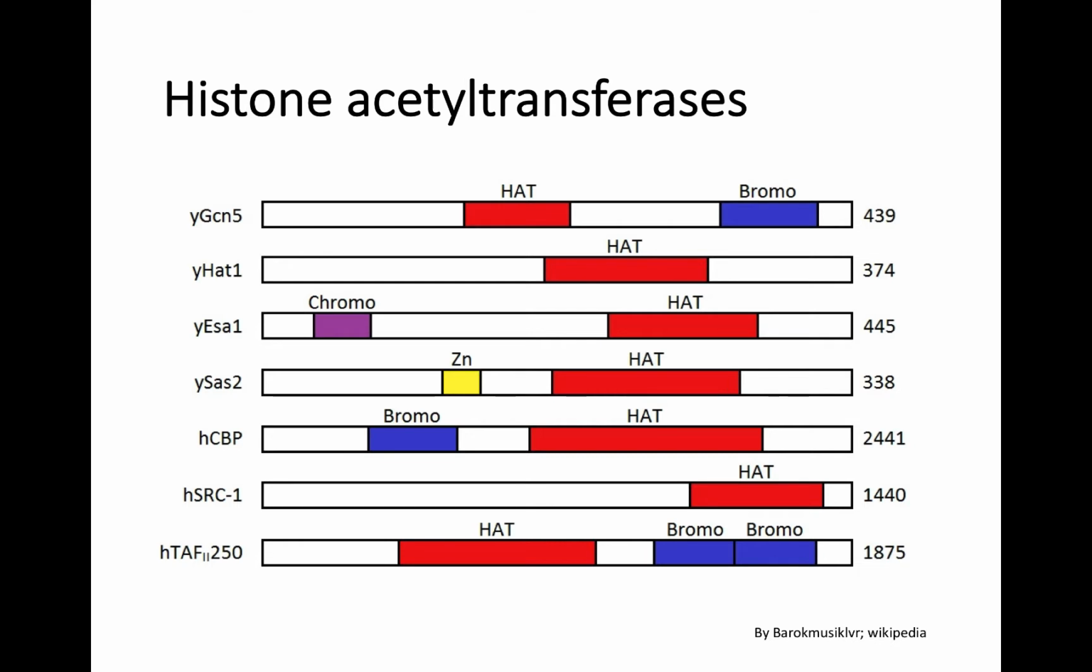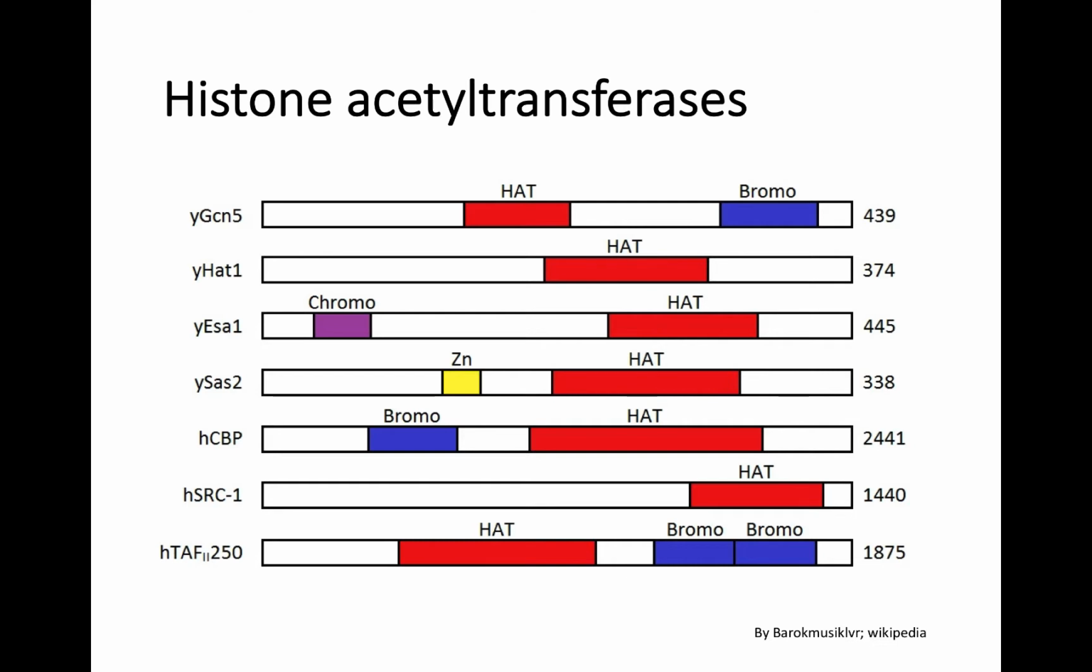Not surprisingly, given the large number of acetylation sites on the 4 core histones, there are a large number of different HATs. The diagram on this slide shows a number of HATs from the yeast Saccharomyces cerevisiae, their names begin with Y, and from humans, their names begin with an H.